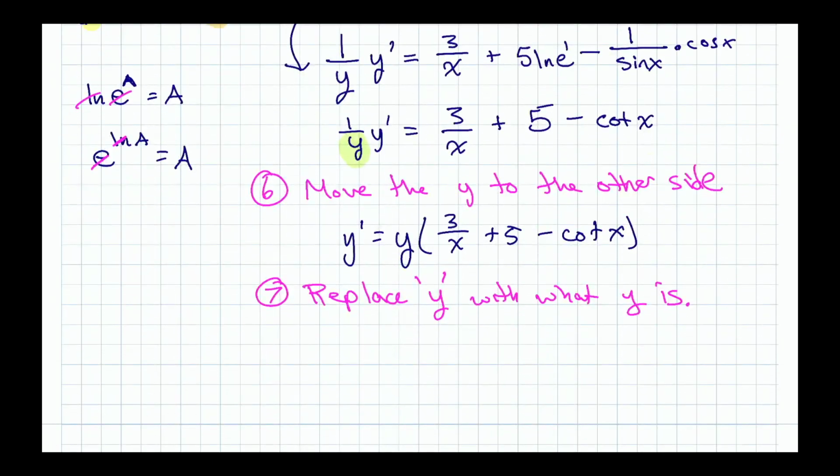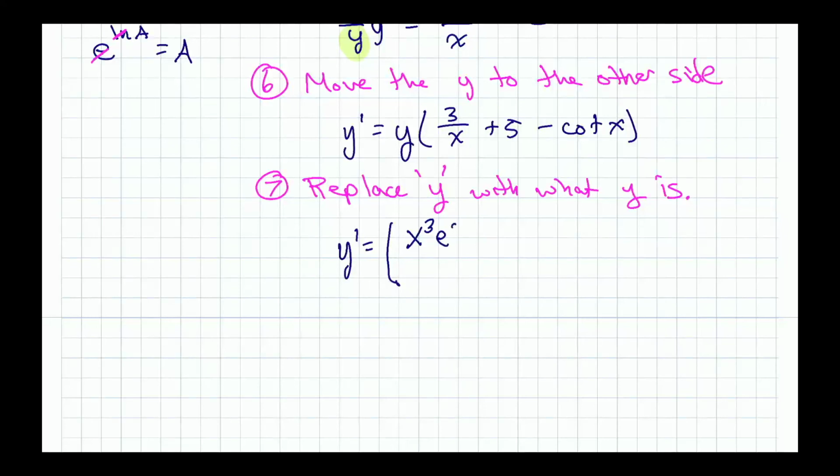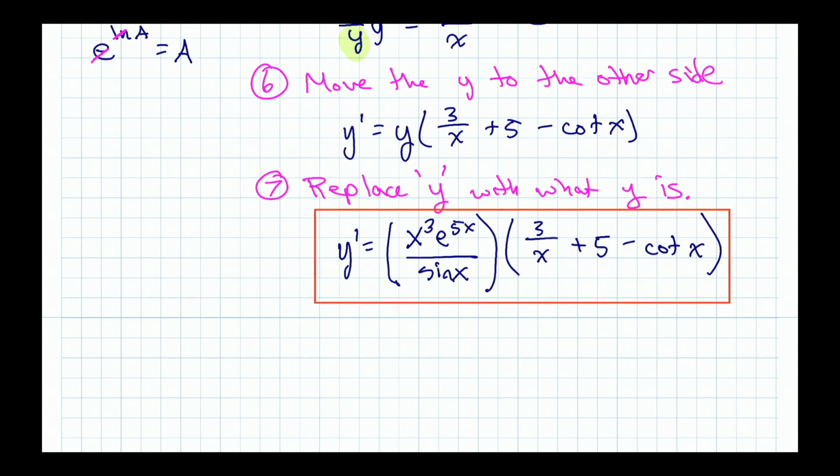So replace the y with what y is, and you get y prime is y, which was, I already forgot, x cubed e to the 5x over sine x. Like that. And then the rest of the stuff you just write. Okay. And that's your derivative. So, what's that mean? I think it means we're done. That's your answer.